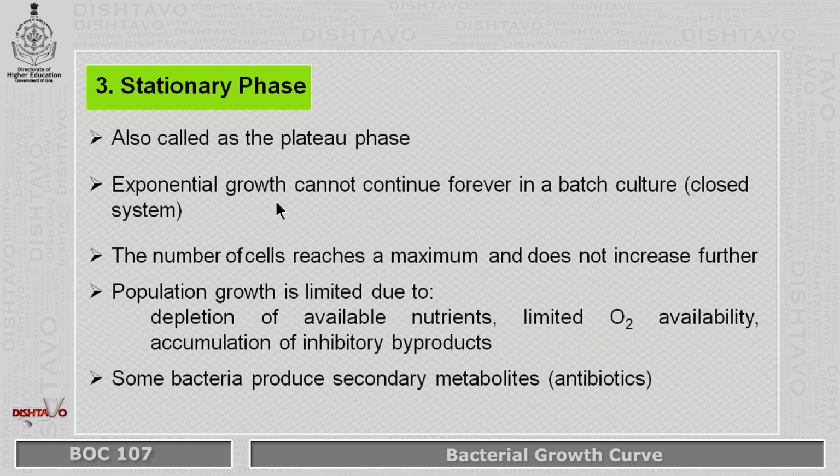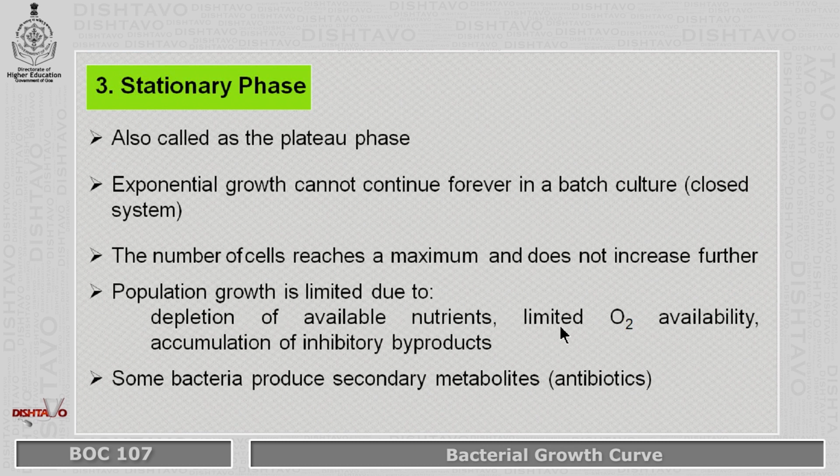This is also called the plateau phase. The exponential growth cannot continue forever in a batch culture. Batch culture refers to a closed system wherein no nutrients are added and the waste or the dead cells are not removed. The number of cells reaches a maximum and does not increase further.